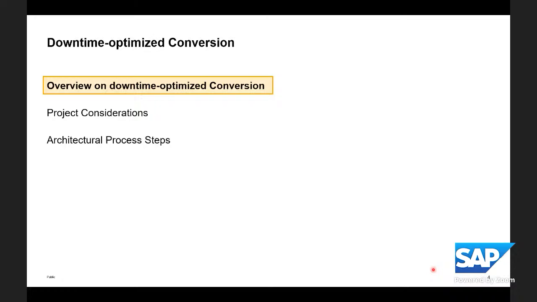The session as such is structured along 3 sections: the overview, project considerations, and then a sequence of architectural process steps where I would like to pick out some of the steps, but the others are available for you in the PDF that is provided as usual.